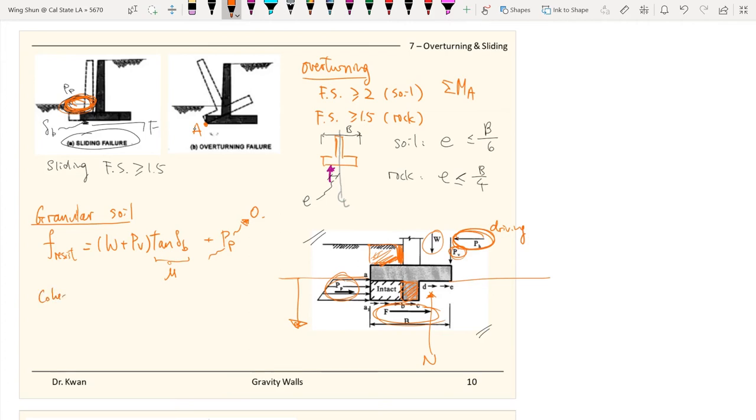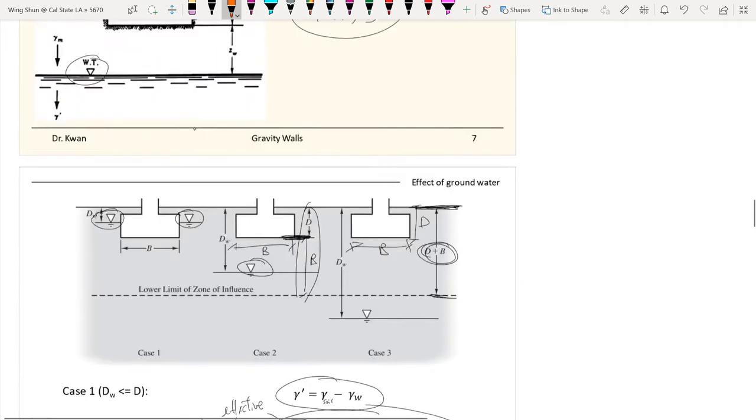And for cohesive soil, it gets a little bit more complicated because you also take into account the cohesion force at the base of the footings. So for cohesive soils, the first part of the resistance force will still be the same: the normal force times the friction coefficient, which is tangent delta B. This delta B is soil type dependent. We briefly talked about how to find delta B previously.